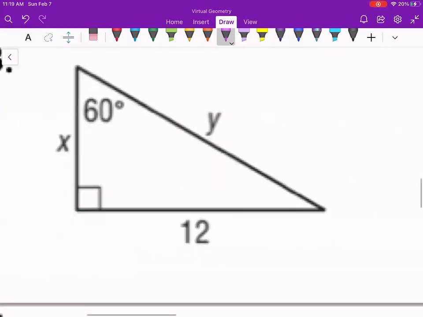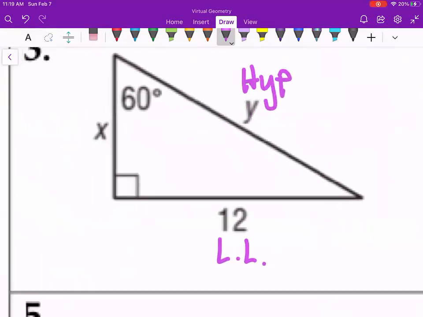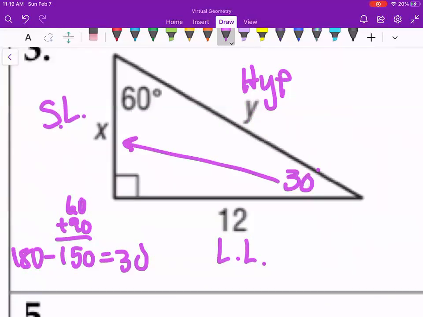All right, this time they've given me a 60. Across from the 60 is my long leg. They've given me the 90. Across from the 90 is the hypotenuse. Again, 60 plus 90, for those that need it, I'm going to write it out here. 60 plus 90 is 150. Minus that from 180, there's our 30. And across from the 30 is your short leg. So if you don't have that third angle, again, there's written out the way we can find it.